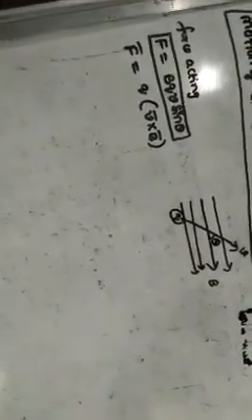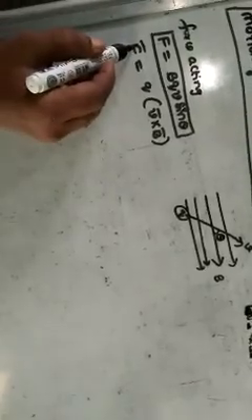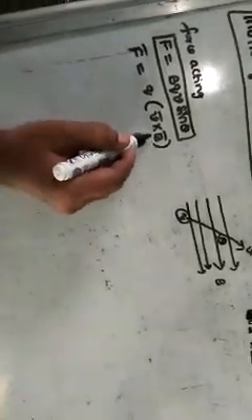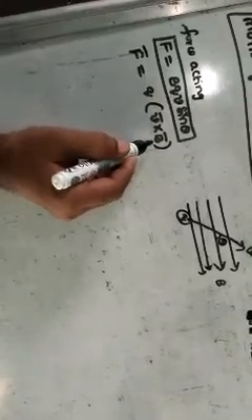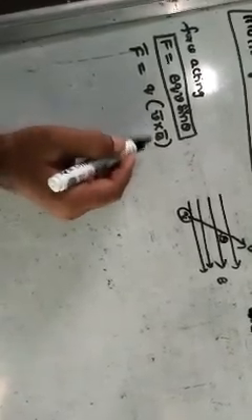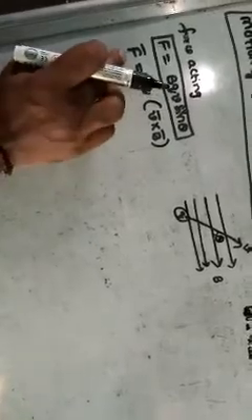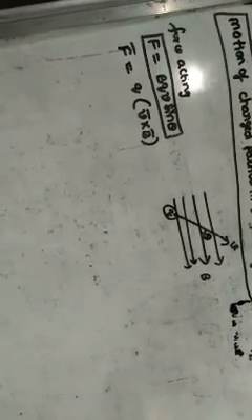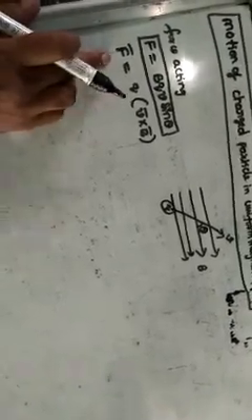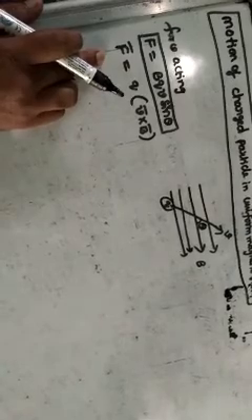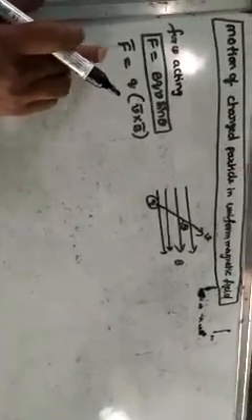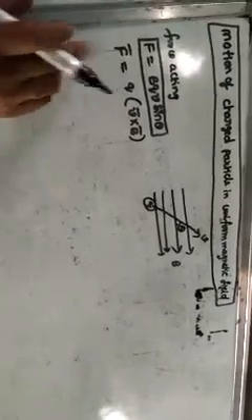One more important point here: this force is always in the direction perpendicular to the plane containing V bar and B bar. This is the basic idea of cross product. So this is the condition here. And the direction of this force can be determined by using Fleming's left hand rule.